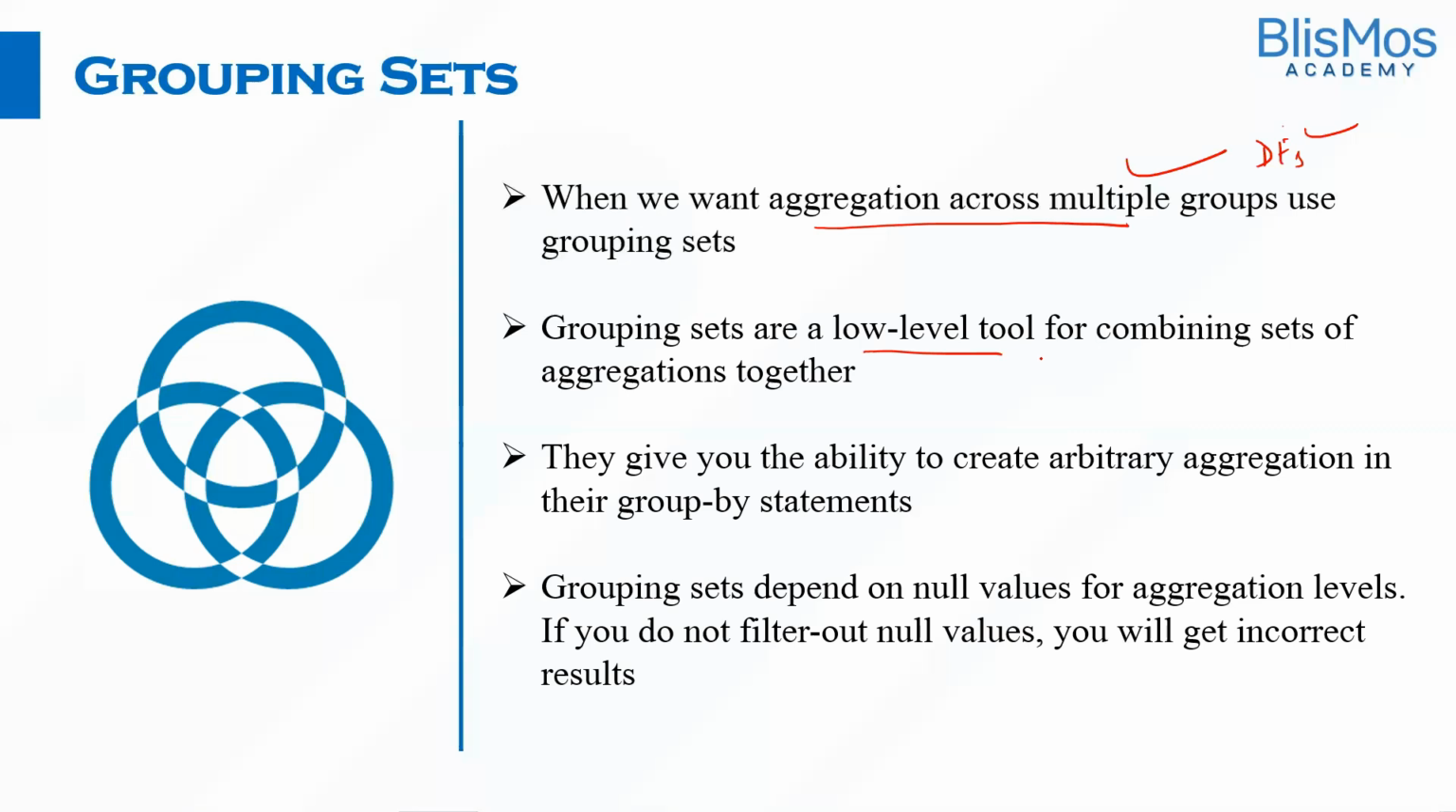Grouping sets are a low-level tool for combining sets of aggregations together. Arbitrary means that in that moment you aggregate on the data which you want, and once that aggregation is done, you will be able to understand how one group of data is interacting with another group of data, or how one group of data is related to another group of data.